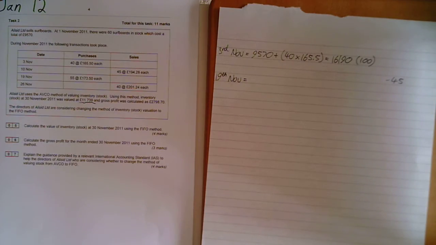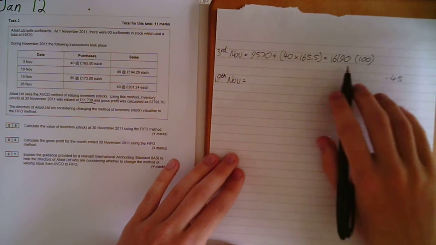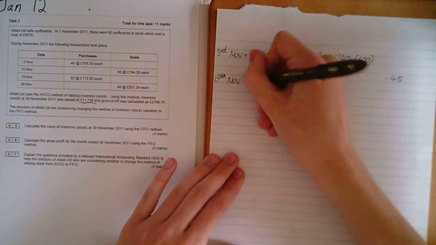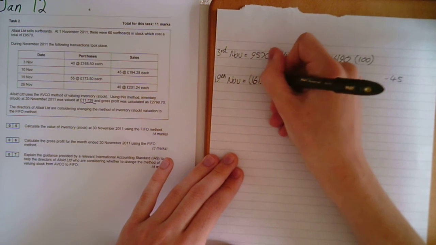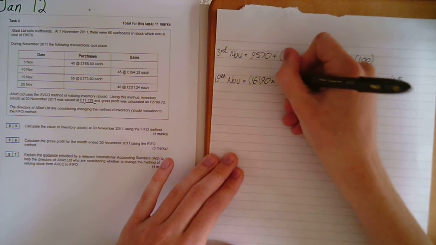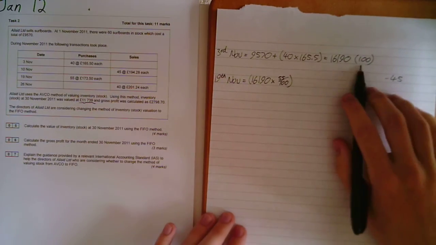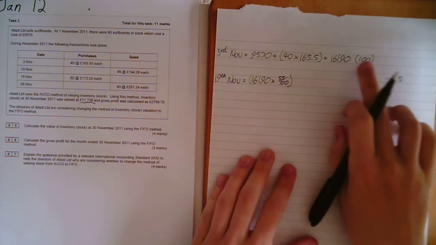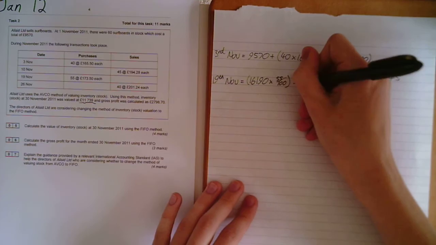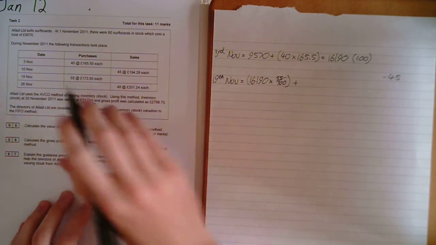we have, well, we sold 45 of these 100. So what I'm going to do is 16,190 times by 55 over 100. I hope you understand where I've got that from. I've just done 100 minus 45, 55 over 100. So we've got 55% of that inventory left now. Plus the purchases we made.